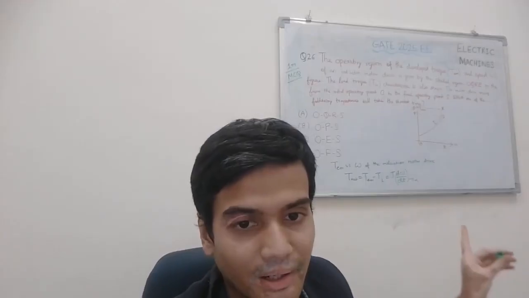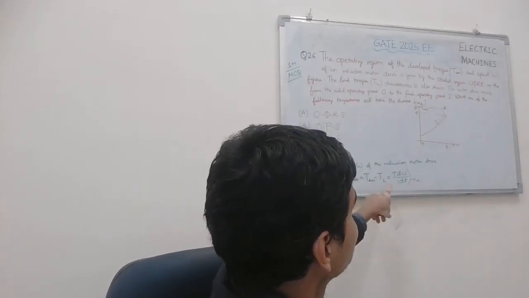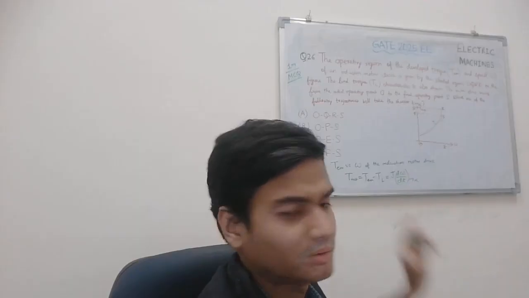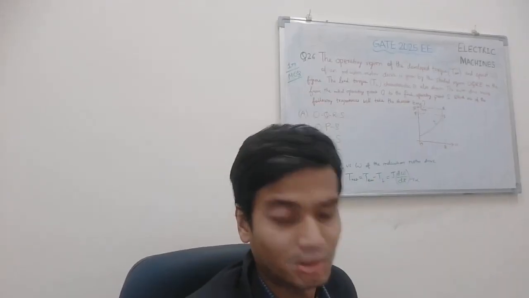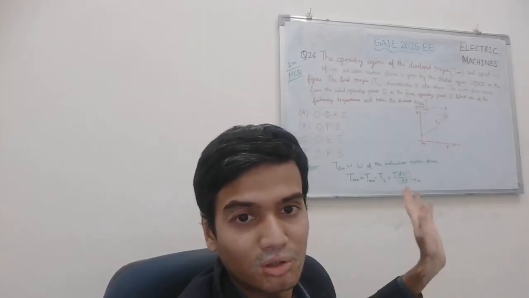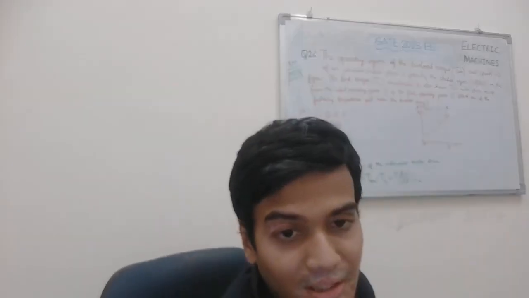J times alpha, the angular acceleration, is equal to the net torque. It is the difference of the developed torque and the load torque. We all know this fundamental relation. Using this, let's proceed and find which of the characteristics will take the shortest time. Now let's check the options one by one.